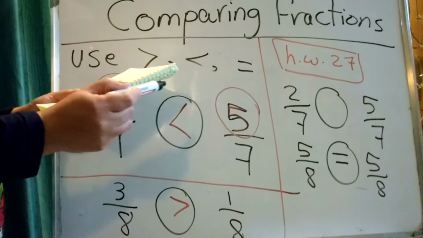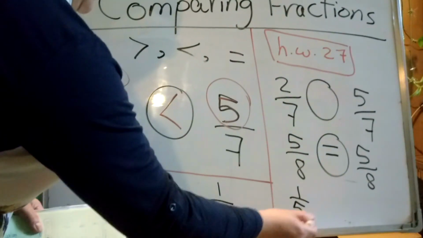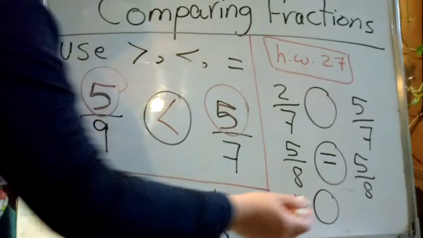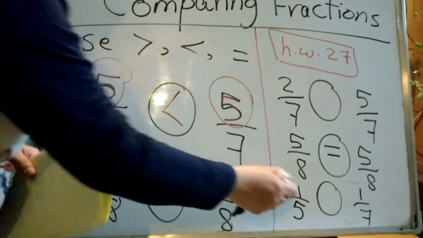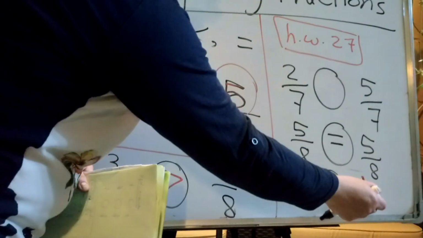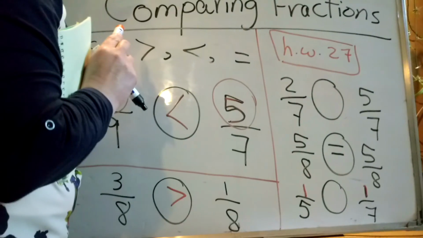This one I did for you. What about 1/5 and 1/7? Remember here that you have equal numerators, so you have to go to the denominators. And what are you going to do?